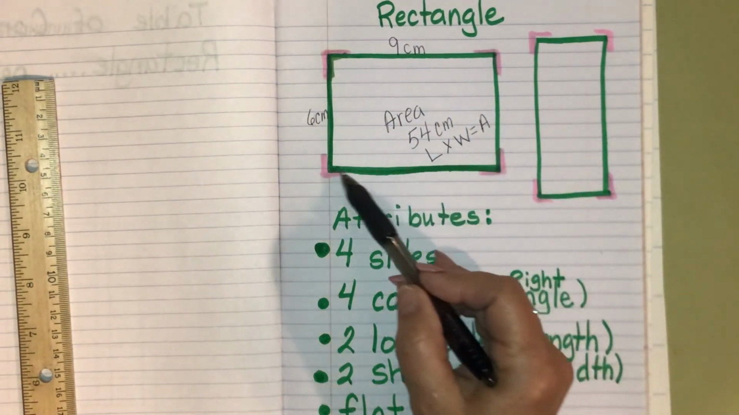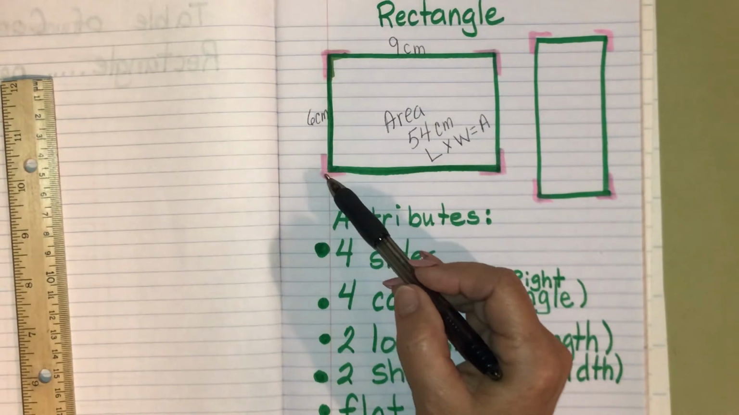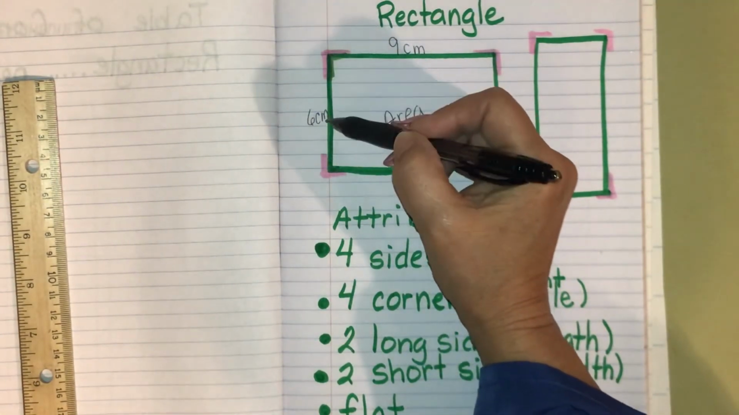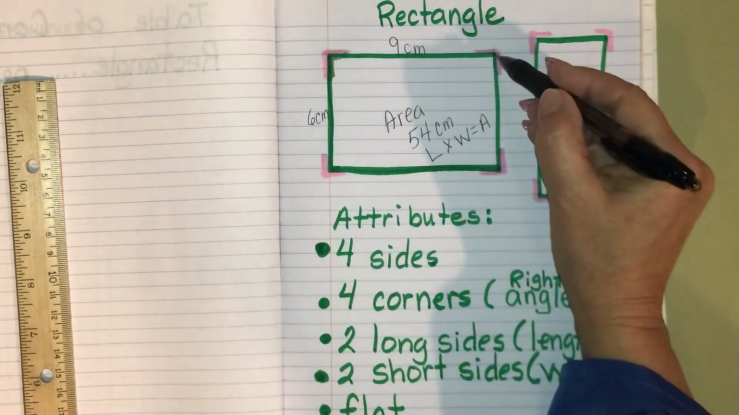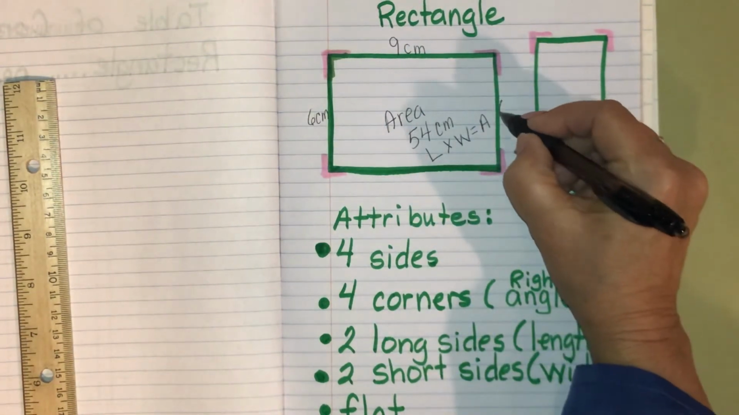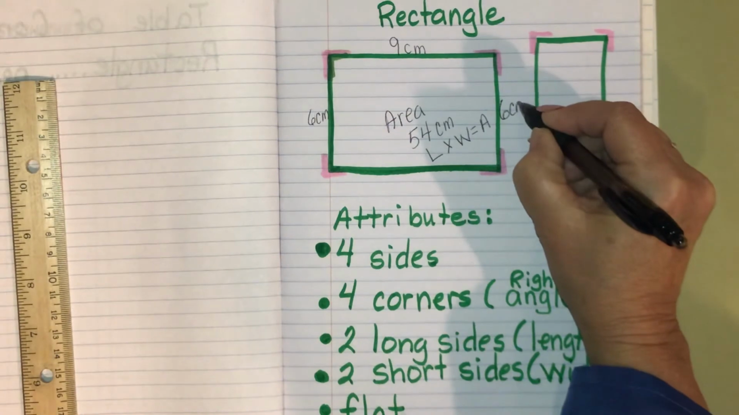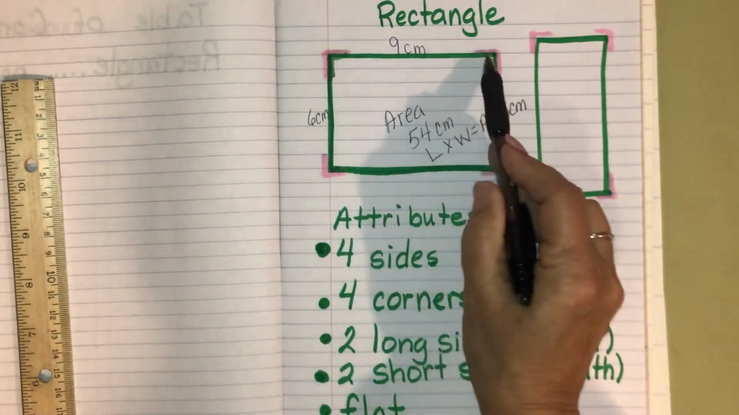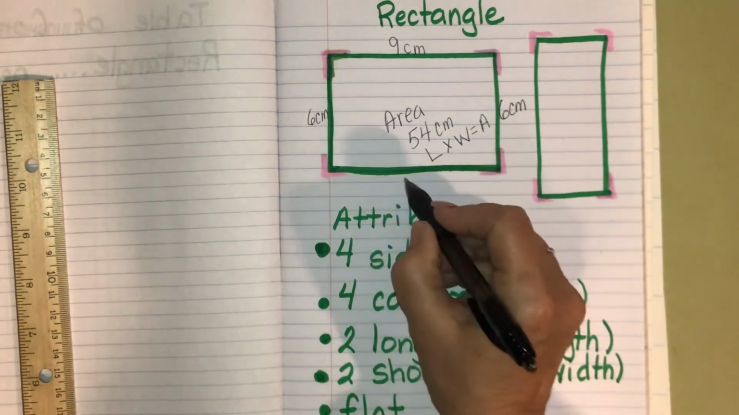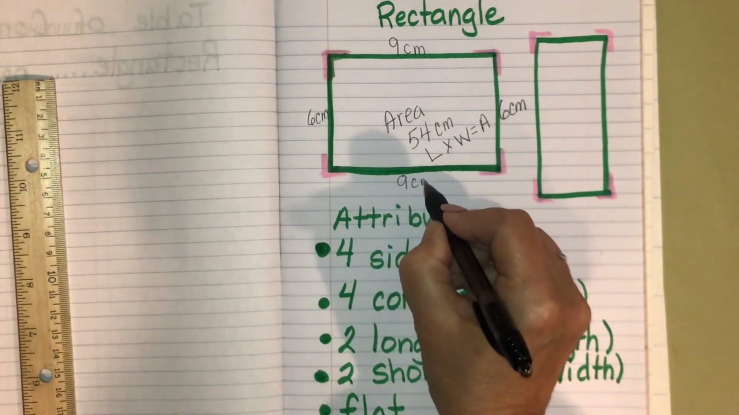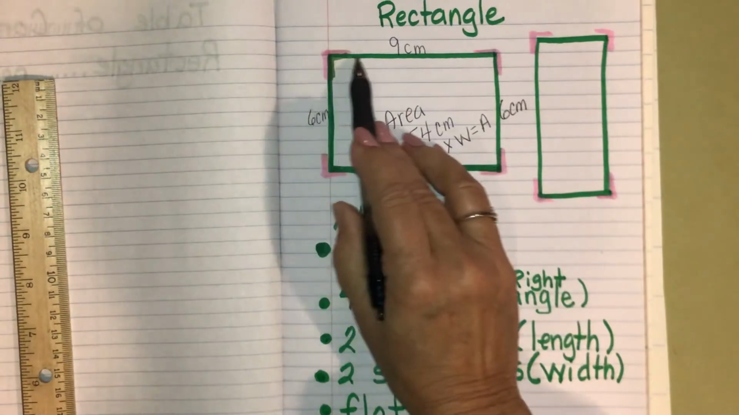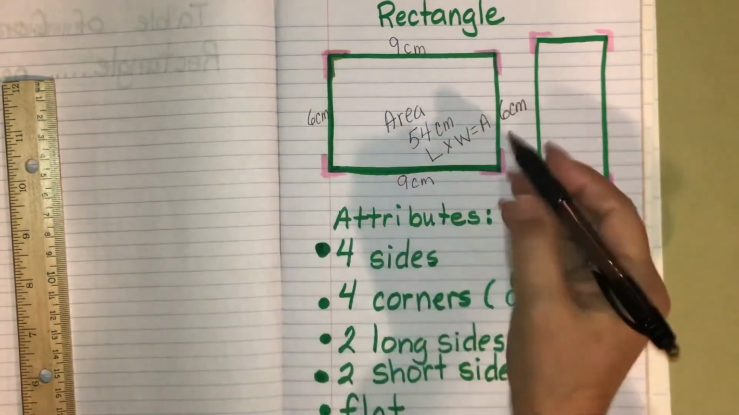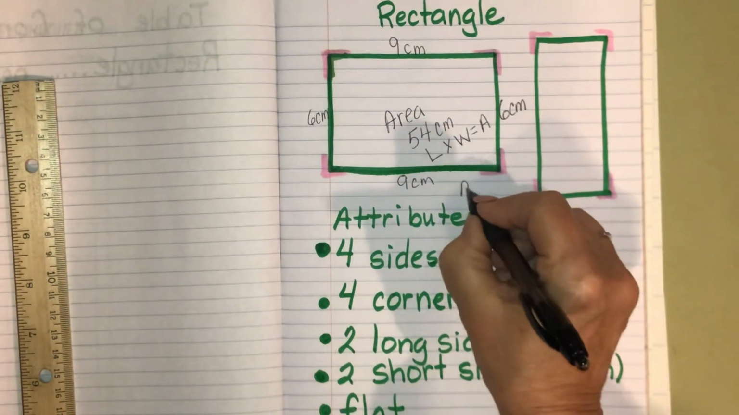Okay, now what does that have to do with this? Well, if they were walking around the perimeter on the width side, it would be 6 centimeters. And since this is a rectangle, it's the same size over here. So we're going to put 6 centimeters over here. And when they walk the length, it's also 9 centimeters around here. Okay, so they're walking around the perimeter. And the perimeter, I'm going to write that over here.